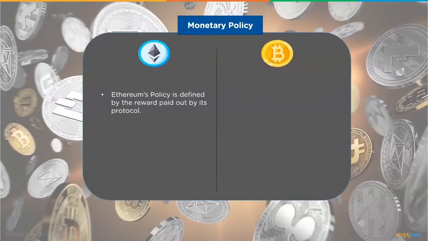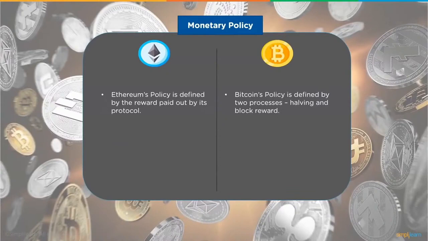So, Ethereum's policy is defined by the reward paid out by its protocol. Ethereum's monetary policies are best described as minimum issuance to secure the network. Therefore, there is a constant trade-off between the transaction speed and security. But Bitcoin's monetary policy comprises of two parts, halving and block frequency. Halving event is when the reward of mining Bitcoin is cut in half, and it also cuts the inflation rate.